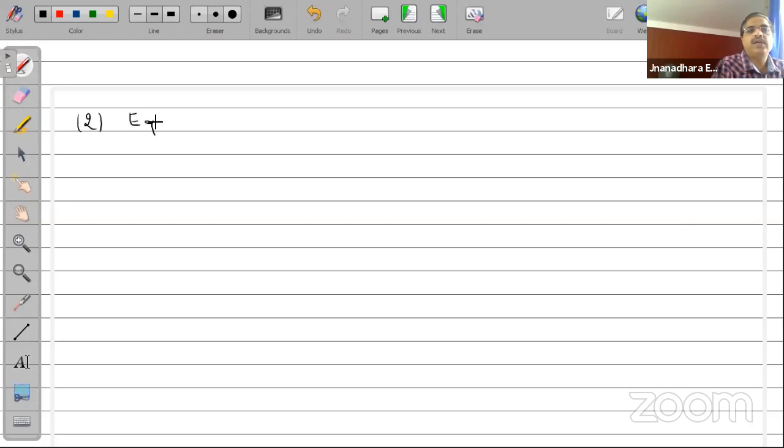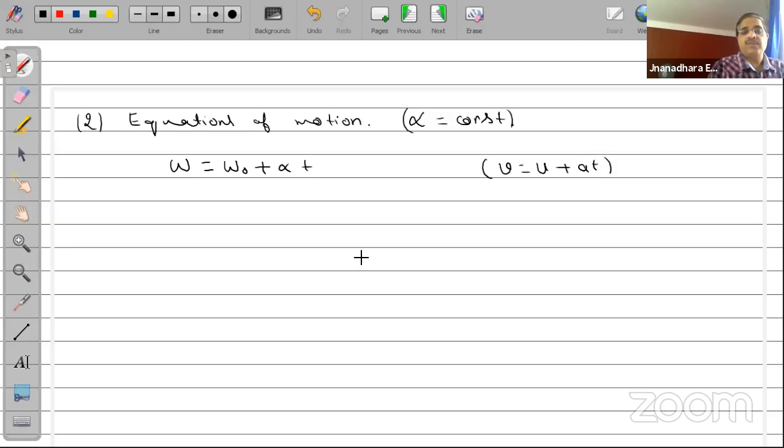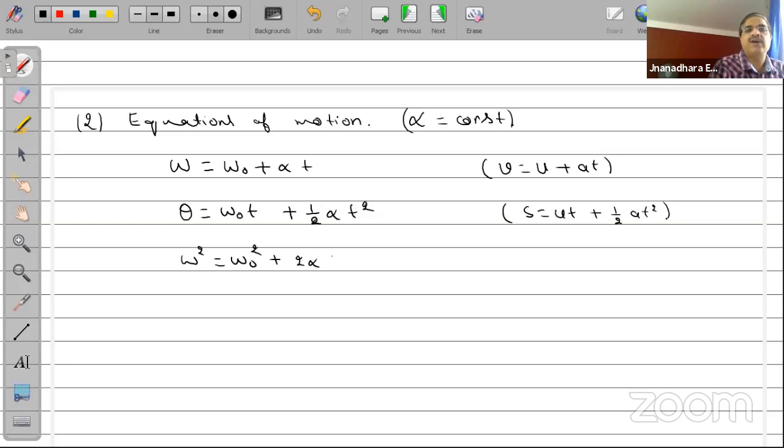I'm now going to equations of motion. You'll find to your surprise that the equations of motion are going to be the same if alpha, the angular acceleration, is taken to be constant. Angular velocity after a time t can be written as omega equals omega naught plus alpha t, which is very similar to v equals u plus at. But now everything is written in terms of angular measurements. Then theta equals omega naught t plus half alpha t square, very similar to s equals ut plus half a t square. And then omega square equals omega naught square plus 2 alpha theta.